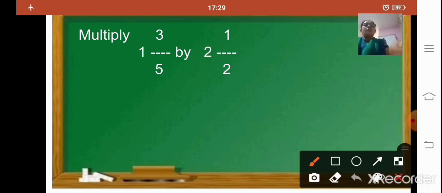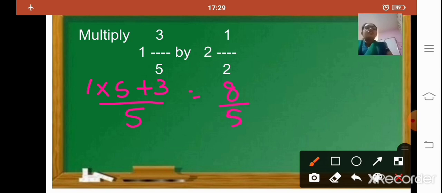So when we convert this into improper fraction, it will be 1 into 5. First let us take the first fraction, plus 3 upon 5. So that will be 5 ones are 5 plus 3, that is 8 upon 5. Yes, the second mixed fraction, 2 whole 1 upon 2, when we convert it into improper fraction, that will be 2 multiplied by 2 plus 1 upon 2. So 2 2s are 4, 4 plus 1, that is 5 upon 2.